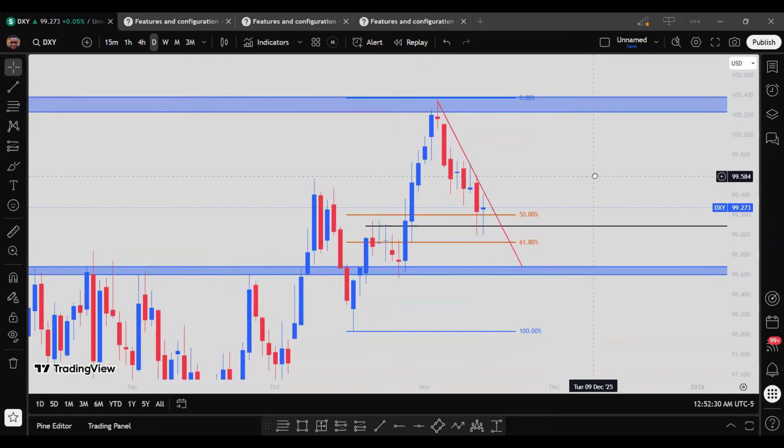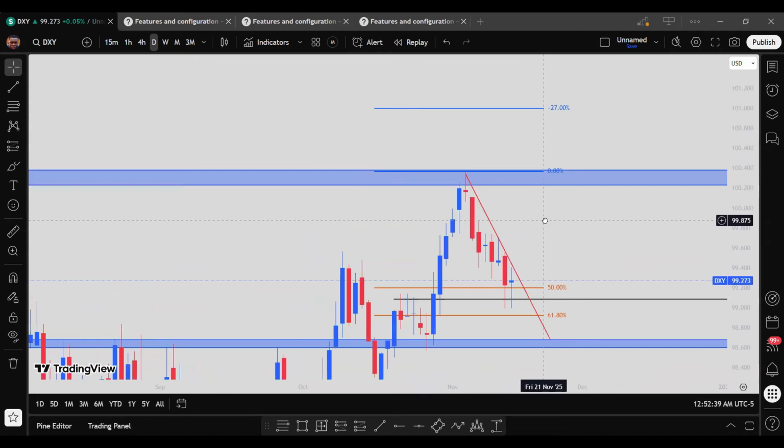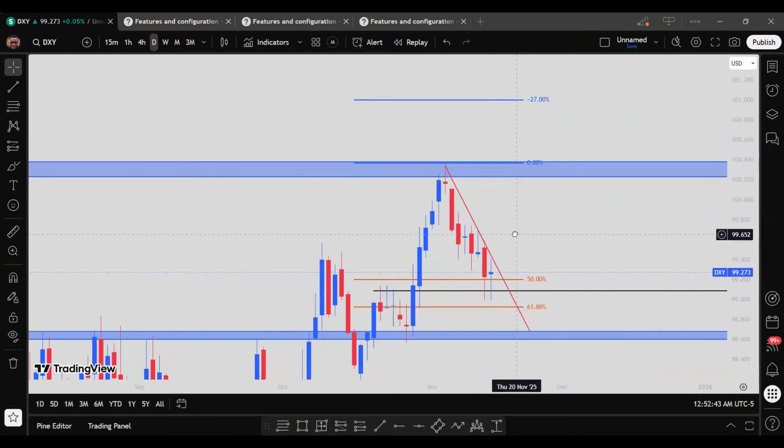In my last video, we talked about the DXY, right? I think price was trading around this level, and I said if price was able to break above this key level here, we are definitely going to be seeing further downside on the USD pairs like the EURUSD, GBPUSD, and also on the other USD pairs.